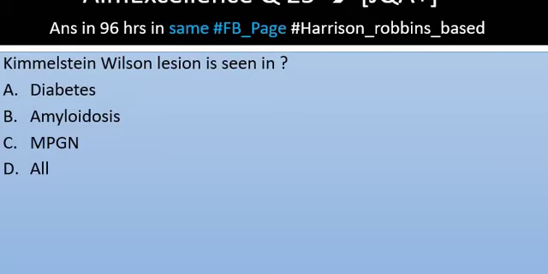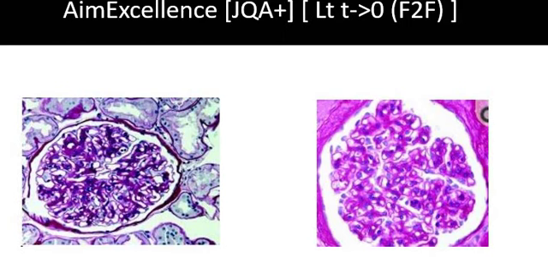Hope you like this presentation. So the first disease that we are going to talk about is the first option, that is diabetes mellitus. And this is the first change. The first change is the mild diffuse expansion of the mesangium.